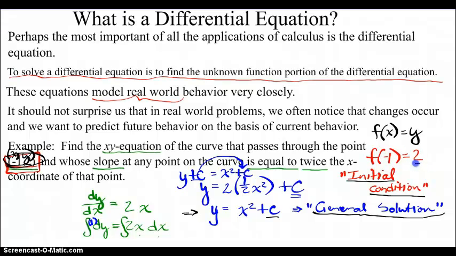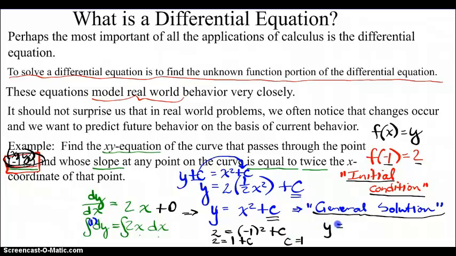So this says when y is 2, x is negative 1. So I'm going to substitute those values in here into my general solution, and I'm going to find my constant of integration. I'm going to find what that constant might have been that went to 0 when I differentiated and found the derivative. So here, 2 equals 1 plus c. If I subtract 1 from both sides, c equals 1.